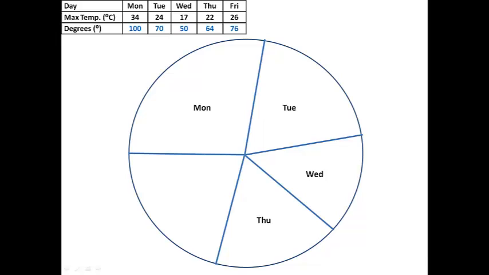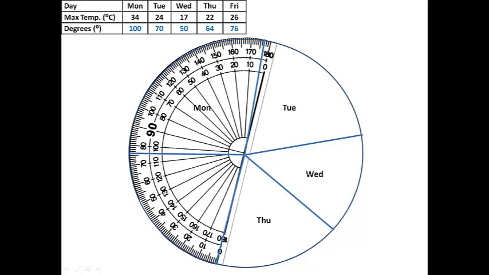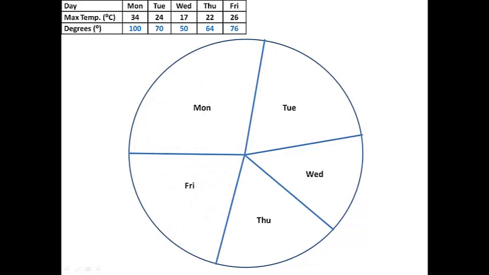It stands to reason then, class, that the last slice would belong to Friday and should then measure 76 degrees. Let's place our protractor to check if this is so. 0, 76. Perfect.